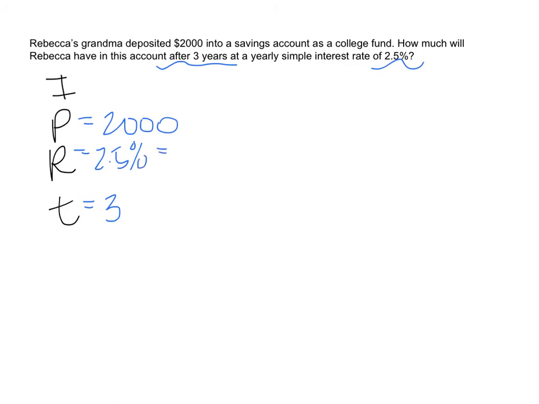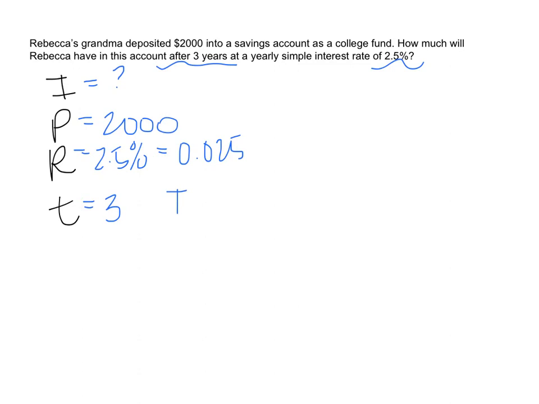And I need to figure out what that is as a decimal, and I would have to move it 2 spots to the left, so that's 0.025. And they're asking us how much interest we are getting on this. So now see if you can plug it into that initial equation that we got and solve it.